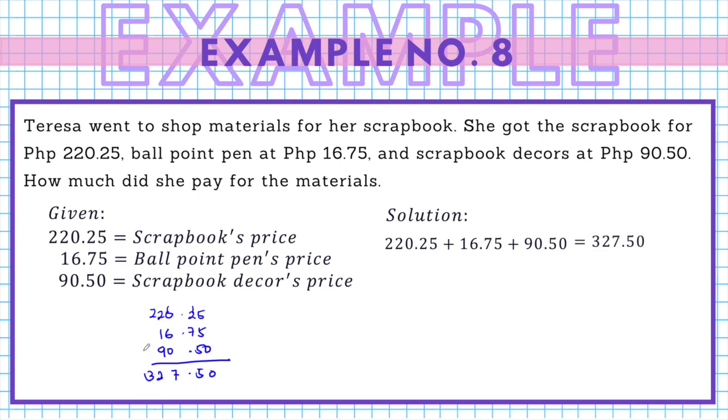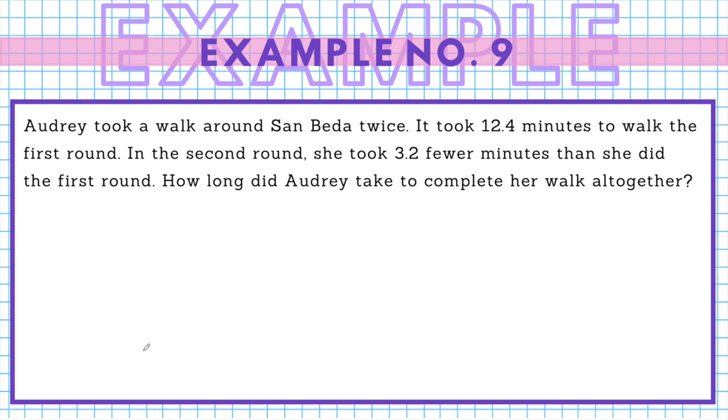So our total is 327.50. So in conclusion, Teresa should pay 327.50 pesos. Now, Audrey took a walk around San Beda twice. It took 12.4 minutes to walk the first round.